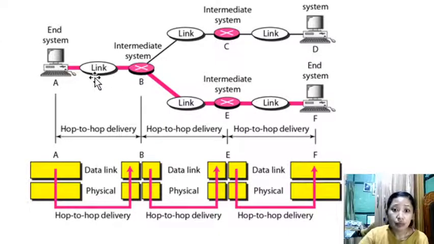So for sending a message from A to D, it needs to go to B, and from B it needs to go to C, then from C it needs to go to D. Every node, that is B, C and D, can be identified by their previous device, by their predecessor, by using the physical address.